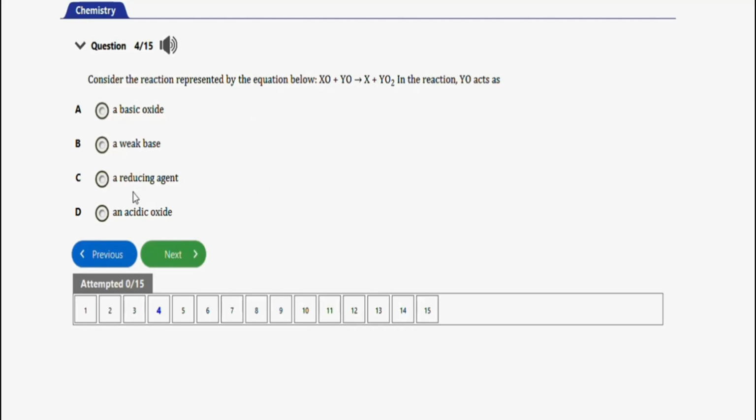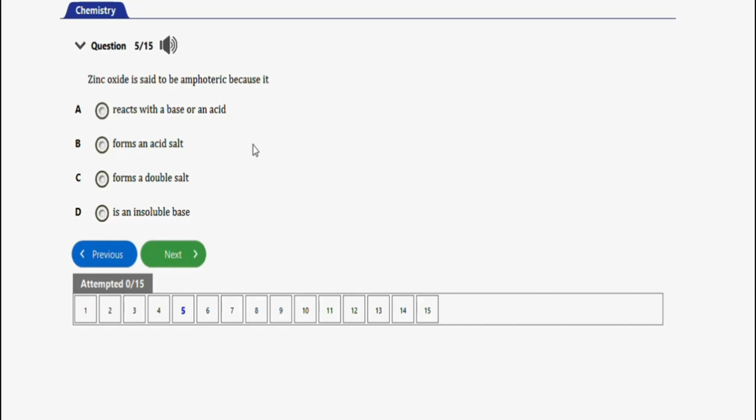The next repeated question says, zinc oxide is said to be amphoteric because it reacts with a base or an acid, forms an acid salt, forms a double salt, is an insoluble base. The right option is option A, reacts with a base or an acid. An amphoteric oxide is simply an oxide that can react with both acid and base to form salt and water only.